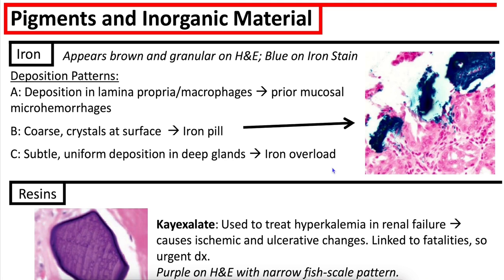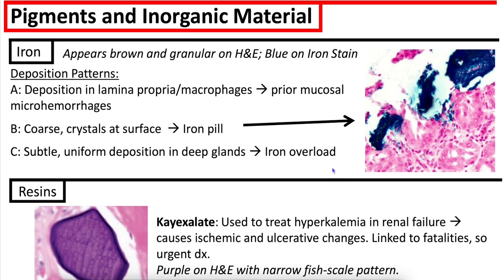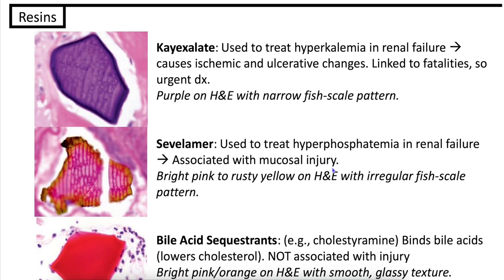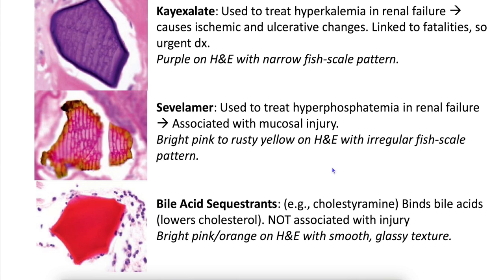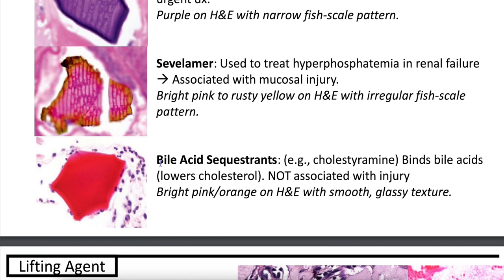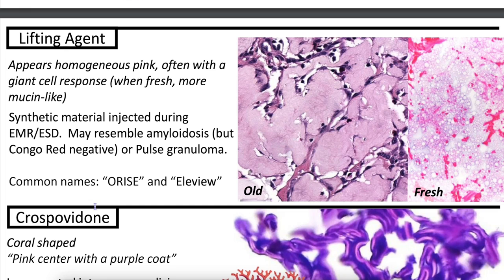Pigments and inorganic material. Iron in lamina propria macrophages: prior mucosal microhemorrhage. Coarse crystal surface: iron pill. Subtle and uniform deposition in deep glands: iron overload. Resins: Kayexalate, purple, narrow fish scale; Sevelamer, bright pink to rusty yellow with irregular fish pattern. Bile acid sequestrants do not cause injury, bright pink, orange on H&E. Lifting agent, think ORISE, Eleview. If you think it's amyloid, then get your Congo red; it will be negative.